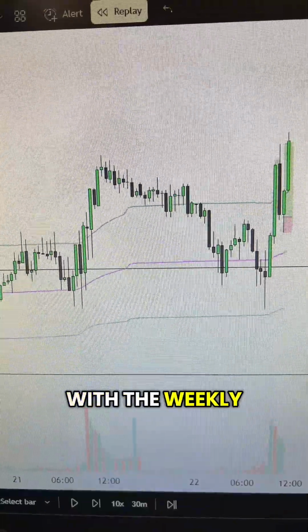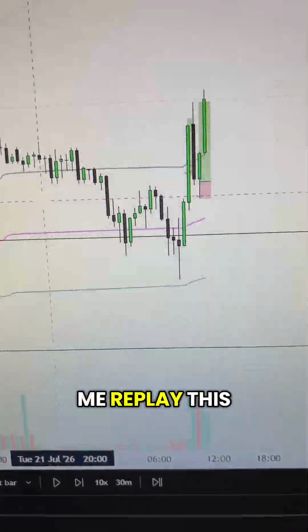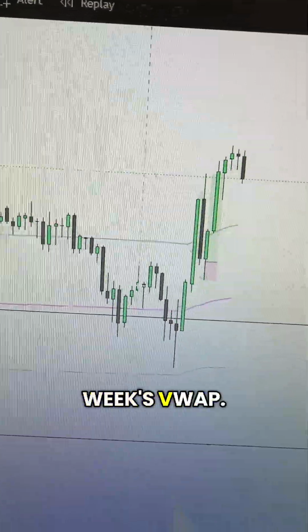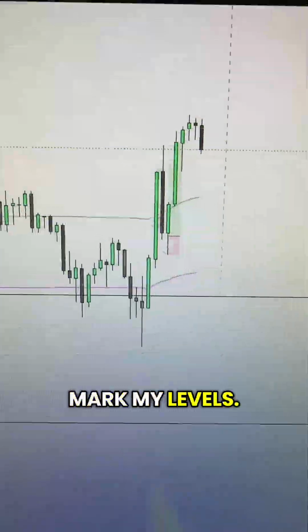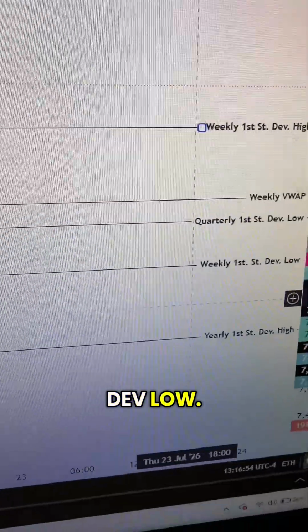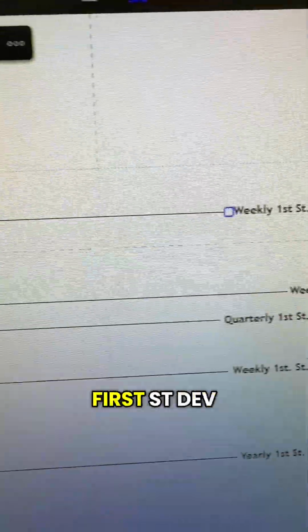30-minute aligns with the weekly VWAP. Now what are we doing? In the morning session, let me replay this. So as you can see, this is the 30-minute time frame, and this VWAP is the weekly VWAP. This is this week's VWAP. So let me mark my levels. That is the weekly first standard deviation low. That purple line is the weekly VWAP, and that blue line up top is the weekly first standard deviation high.